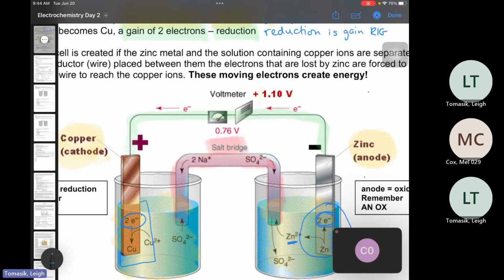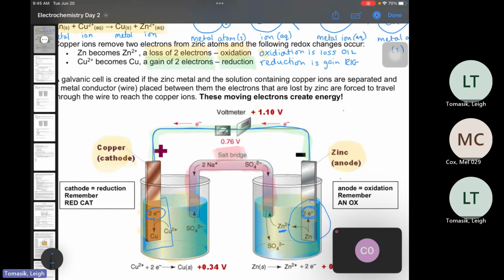So if you separate what's happening at the zinc metal from what's happening at the copper metal by a wire, the electrons will travel through the wire. And when electrons travel through a wire, you get electricity. So we do this reaction to generate electricity. So we have a redox reaction, right? Or 2 half reactions that are separated by a wire. And we force the electrons to go from one reaction to the other through the wire. And we can use that to make moving electrons, which will create energy.